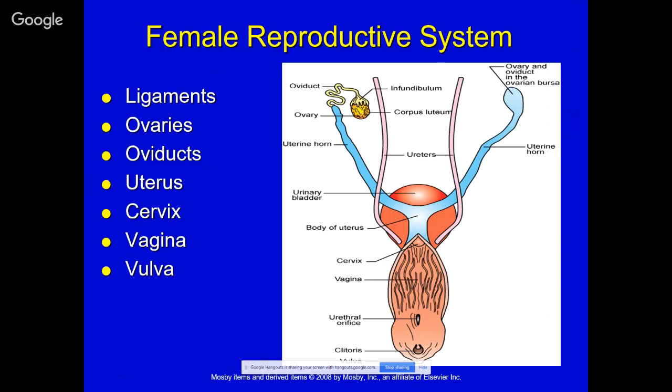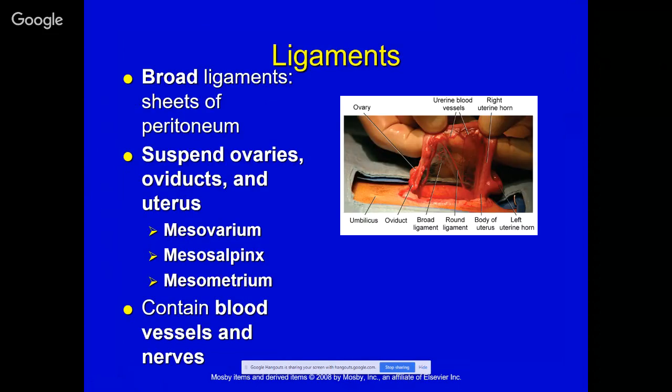Within the reproductive system, we have several structures that we'll talk about: the ovaries, oviducts, uterus, the cervix, the vagina, and the vulva. The ligaments that we see, especially when we're doing a spay, are the broad ligaments, which are sheets of peritoneum. It's part of the peritoneal covering in the abdomen. These help to suspend the ovaries, oviducts, and uterus within the abdomen. We have a mesovarium near the ovary, mesosalpinx, and the mesometrium.